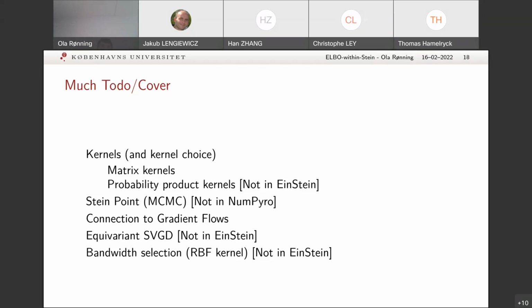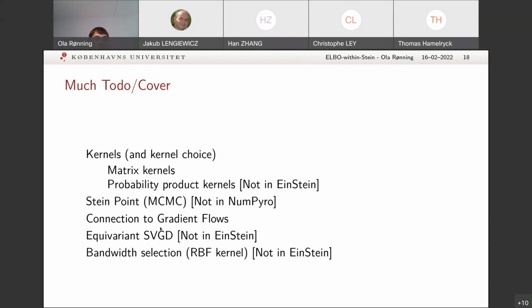This was then extended with Stein point MCMC, which makes it more efficient to compute. These have some very nice properties like quasi-random numbers, where you get space covering samples. This is in our EinStein module, where we expect probably to have a publication on it later this year. However, it's not in the main NumPyro distribution.